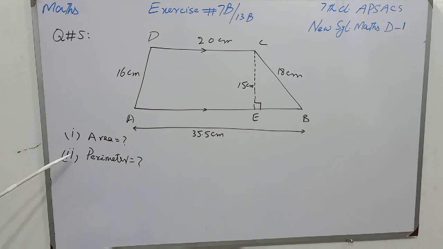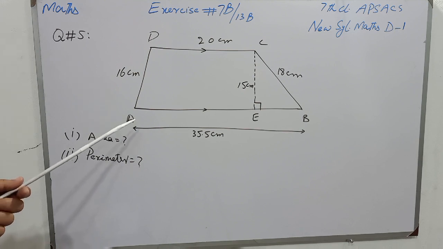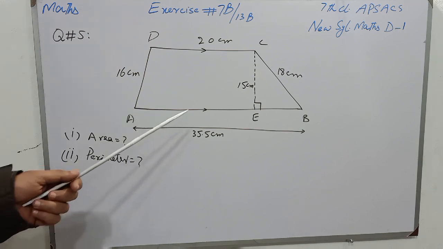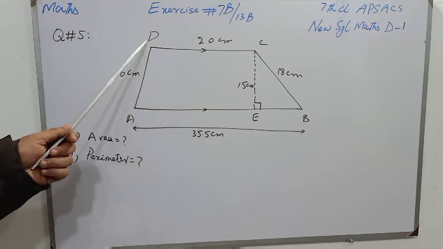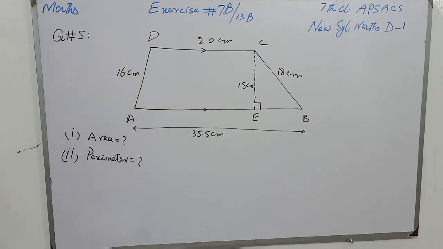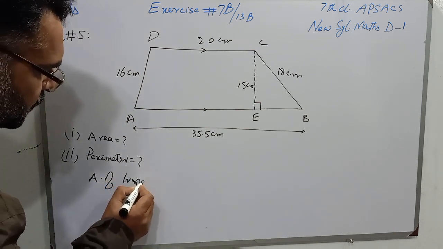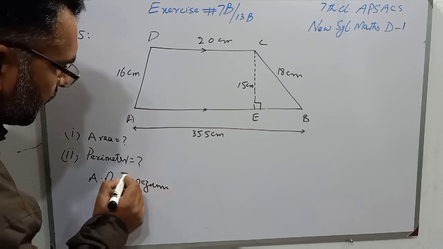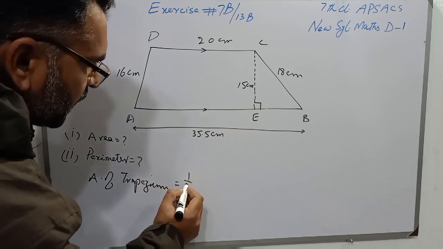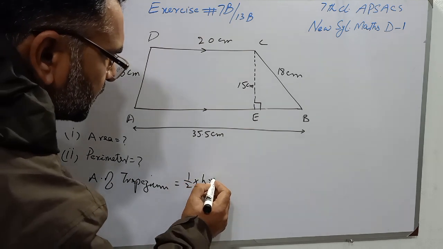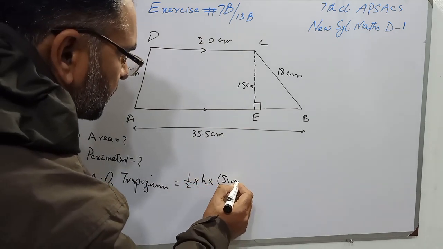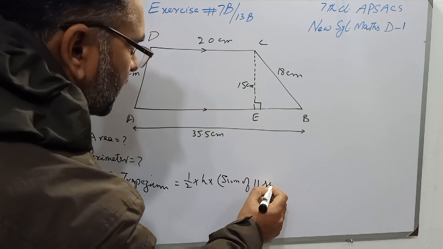So students, first I will find the area, and you should keep in mind that the area of the trapezium is equal to 1 over 2 multiplied by height multiplied by sum of parallel sides. So I will write the formula. Area of trapezium is equal to 1 over 2 multiplied by height multiplied by sum of parallel sides.